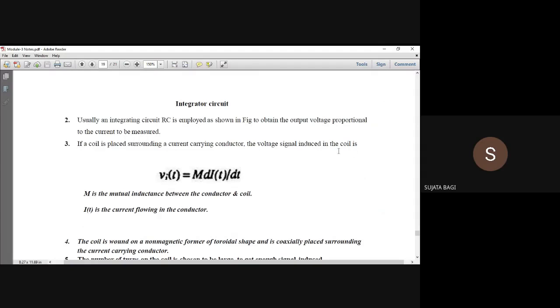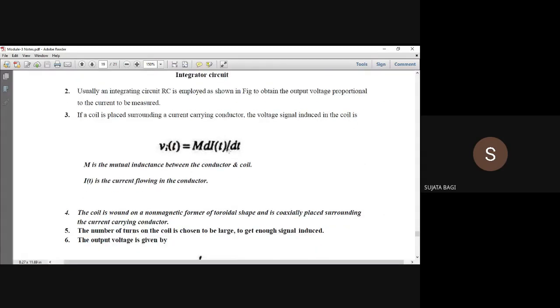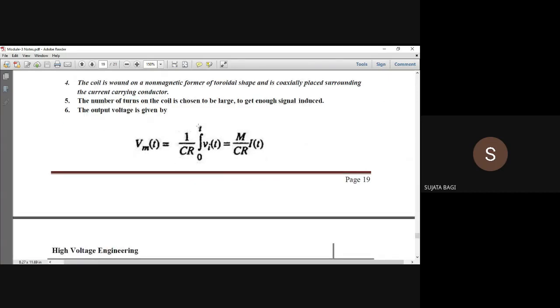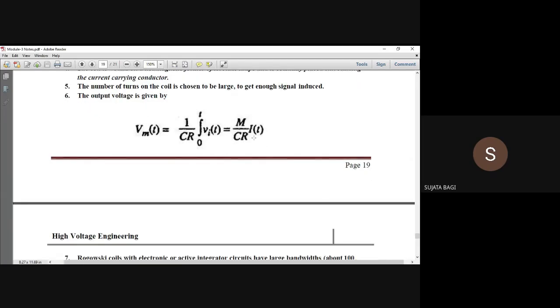And what is that voltage? V(t) = M di/dt, where M is the mutual inductance of the conductor and the coil, and i is the current flowing through the conductor. The coil is wound on a non-magnetic former of toroidal shape, placed coaxially around the current-carrying conductor. The number of turns is chosen to be large, so that more signal is induced. The output we get is Vm(t) = (1/CR) ∫ from 0 to t of Vi(t) dt, which equals (M/CR) times i(t), where M is the mutual inductance.